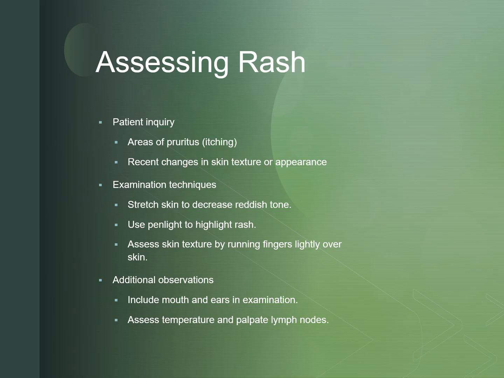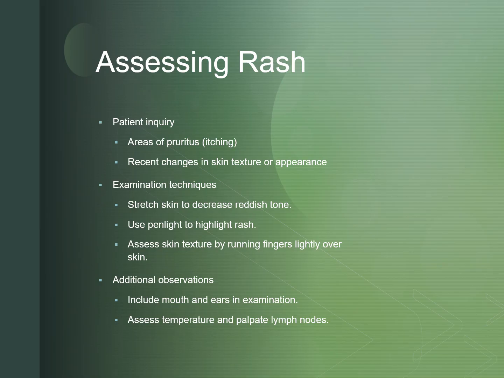Assessing rash, we want to start with patient inquiry. So when we're assessing rash, we always begin with our subjective data. Ask about the itching. This can point towards allergic or inflammatory causes. We want to clarify the onset and progression. When did it start? Has it spread? Has it changed? We want to ask about any recent exposures with new soaps, lotions, detergents, medications, illness, or sick contacts. And then we're going to shift into our objective assessment.